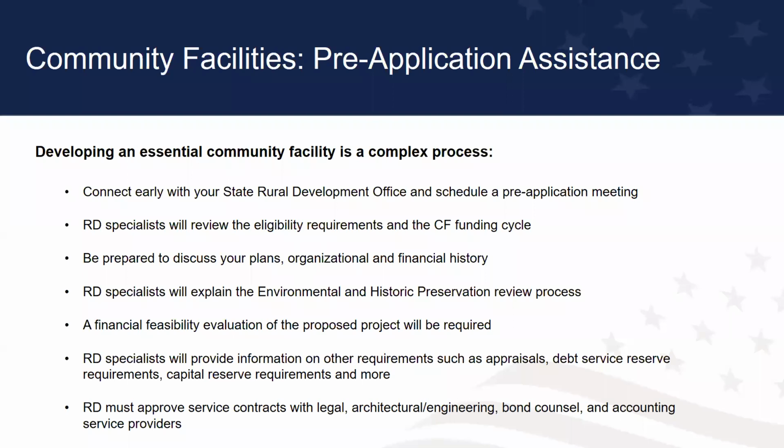The last thing we want somebody to do is to be an applicant and to spend time developing plans and specs or developing a feasibility study that doesn't meet our requirements. That'll have to be redone. So my big thing about pre-application: please reach out to the state office, talk to the community programs director, talk to the community program specialist, and learn what you need to do. Next slide, please.